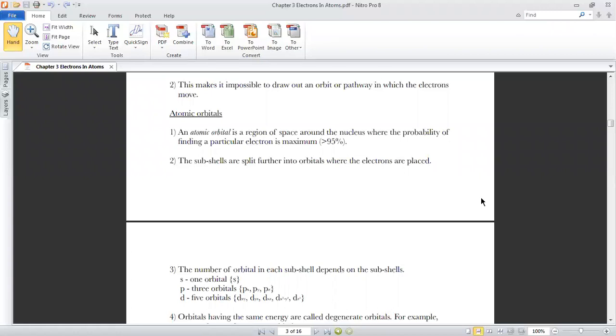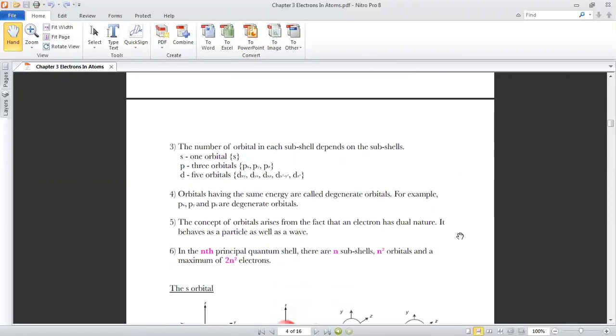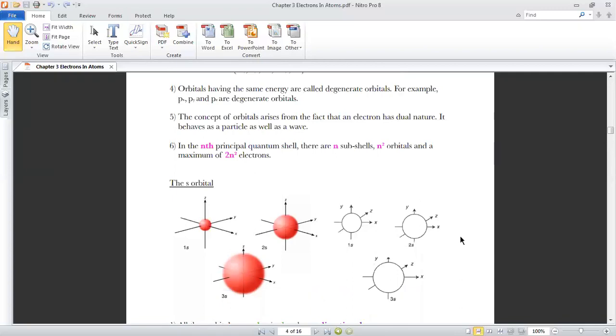D subshell has five orientations in space. Three of them are between the axes. It means that the dumbbells do not lie on the axes; their lobes lie between the axes. Two of them, dx square minus y square and dz square, have their lobes lying on the axes. So let's see how these shapes of orbitals are. S subshell has a spherical structure, and it has only one orbital because the sphere is equally distributed.